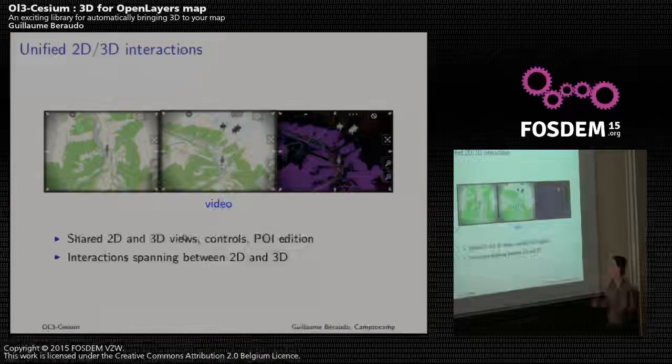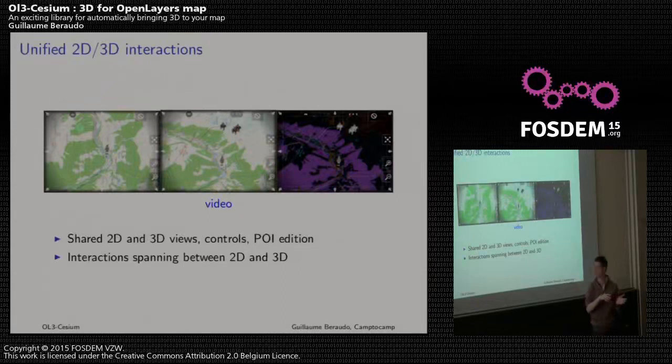So what is interesting is that we have shared the 2D and the 3D views. We have shared the controls. It's the same controls when you interact both with the OpenLayers and with the Cesium globe, and you can edit the point of interest either in 2D or 3D. And there are these interactions that can span from 2D to 3D, from 3D to 2D. And it opens up a new way of interacting with a map.